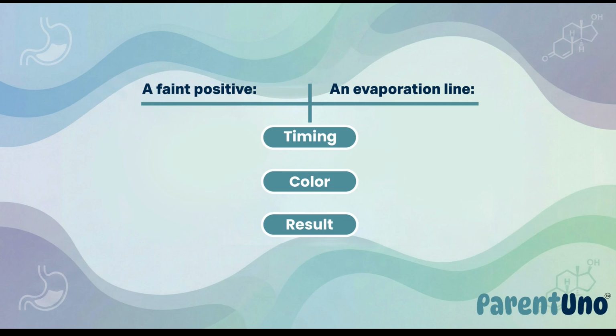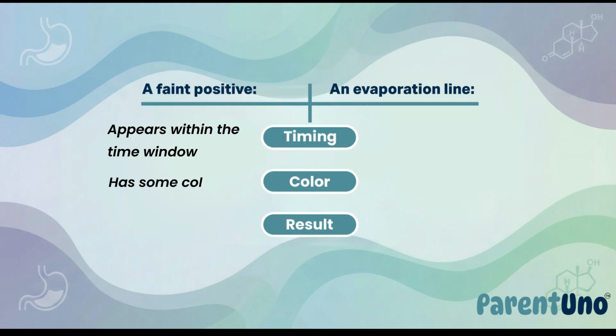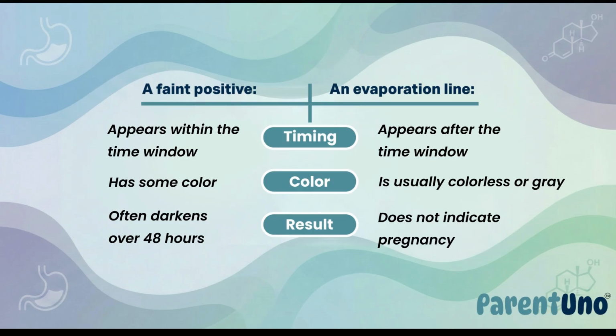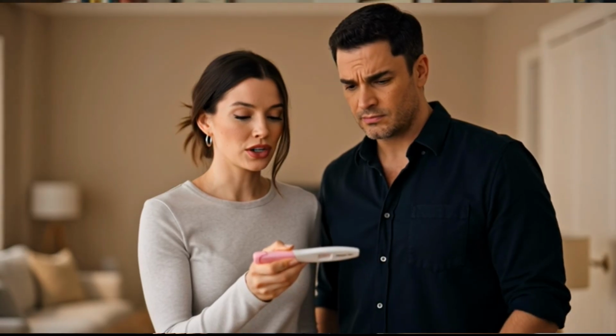Let's bring this back to calm. A faint positive appears within the time window, has some color, and often darkens over 48 hours. An evaporation line appears after the time window, is usually colorless or gray, and does not indicate pregnancy. Most importantly, a single test does not define your journey. Many parents sit exactly where you are tonight, confused, hopeful, unsure, and that is a very human place to be.